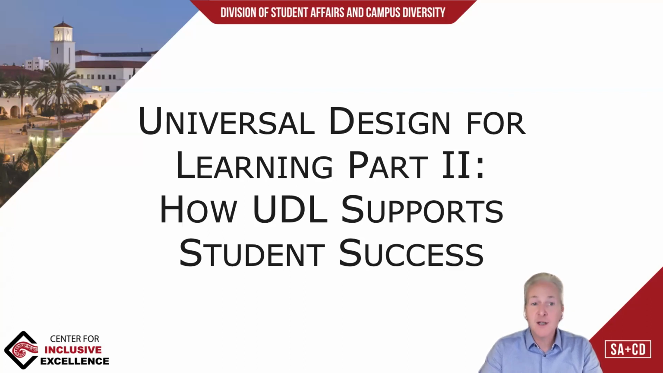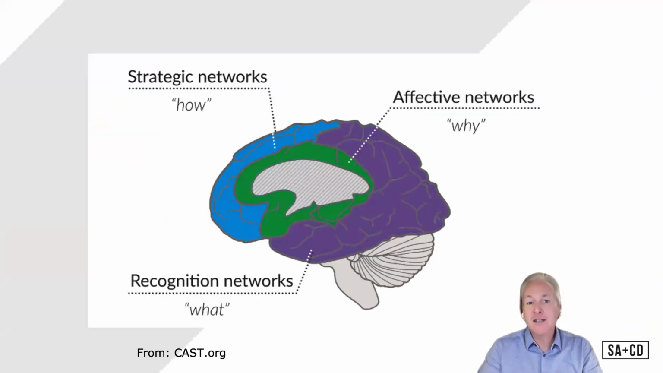In the first of two videos on Universal Design for Learning, we explored why Universal Design for Learning supports student success. And in this follow-up video, I'll talk about how UDL supports student success. As a quick review from the last video on the why of Universal Design for Learning, you may remember that neuroscience shows that our brains have three broad networks that can be categorized as affective networks, recognition networks, and strategic networks. In Universal Design for Learning, each of these networks can inform our thinking about and design of learning.